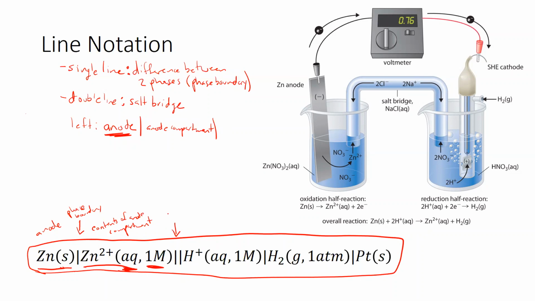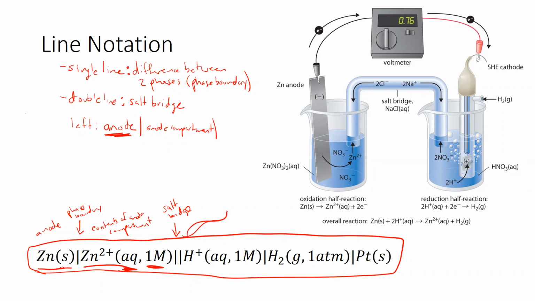Here you can see after we list the contents of the anode compartment, we now have the salt bridge, and then we have the contents of the cathode compartment.